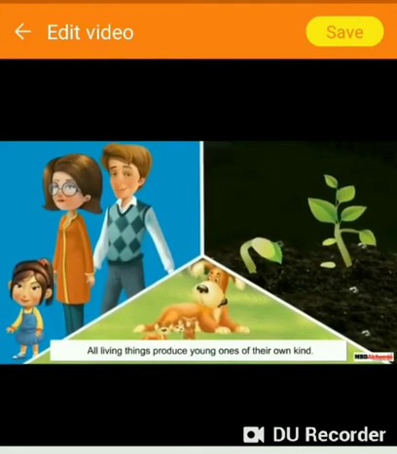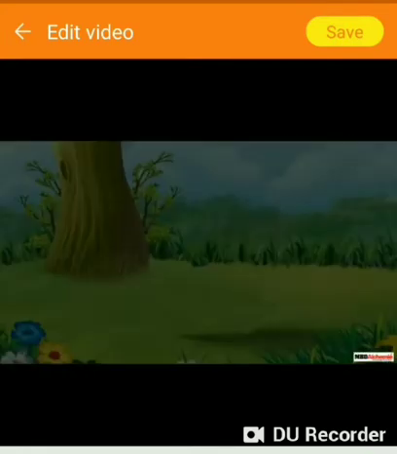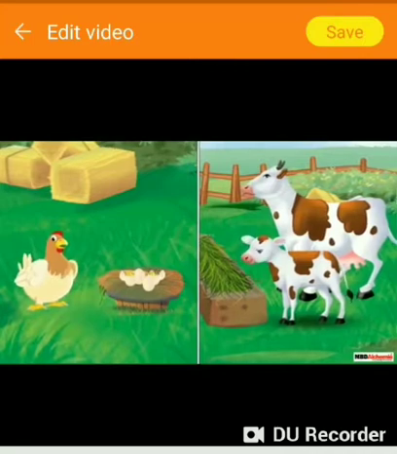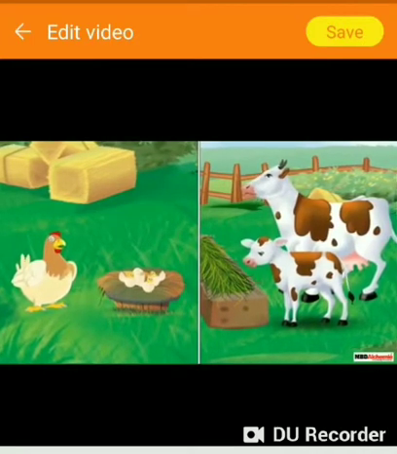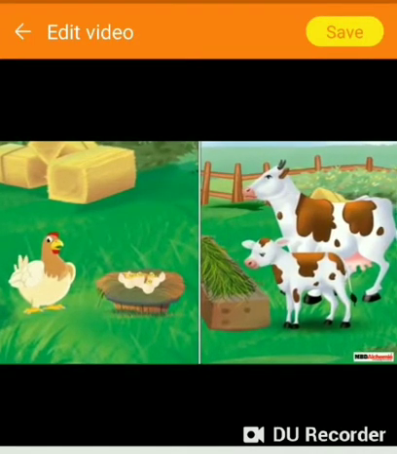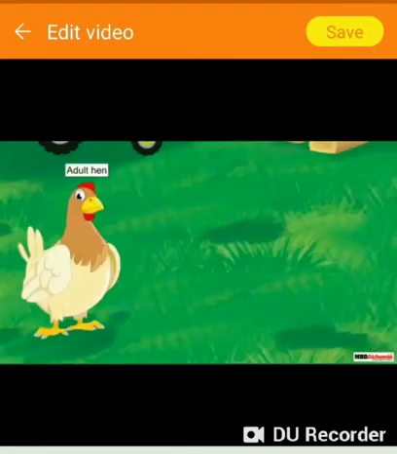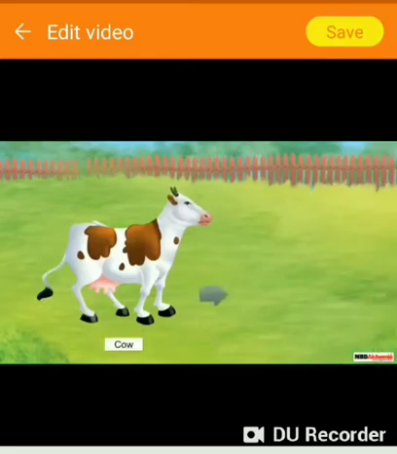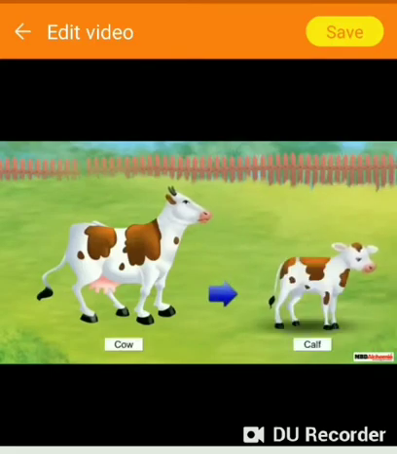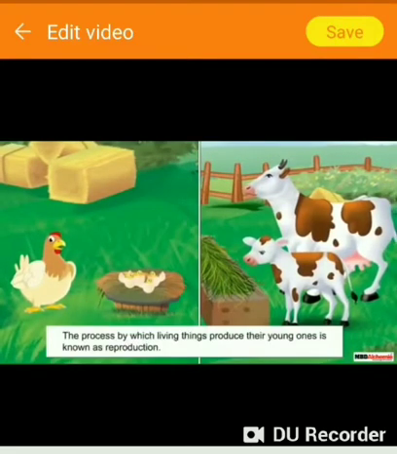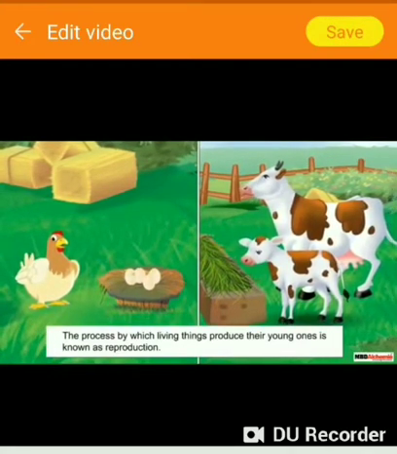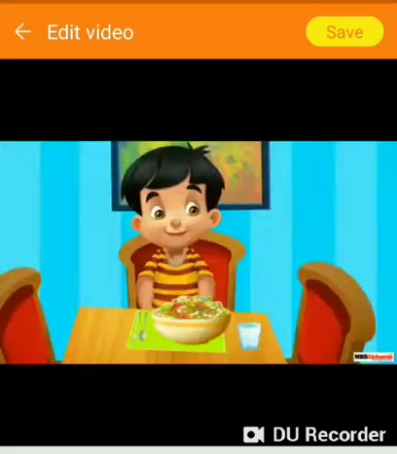All living things produce young ones of their own kind. Some animals lay eggs and some give birth to young ones. Hen lays eggs and cow gives birth to calves. The process by which living things produce their young ones is known as reproduction.